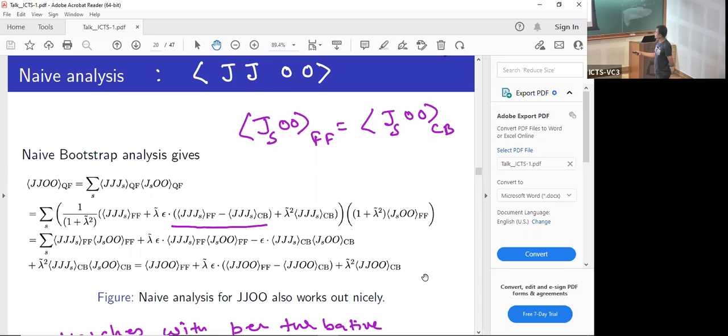Now you see this structure I can rewrite as the JJOO free fermion answer. This structure I rewrite as JJOO critical boson. And then this structure becomes JJOO free fermion with the epsilon transformation, and this structure becomes JJOO critical boson with the epsilon transformation. So this is the result that you get. Earlier, if you did not know the odd structure in terms of free boson and critical boson, you could not have done this analysis. But knowing this helps us get this result.